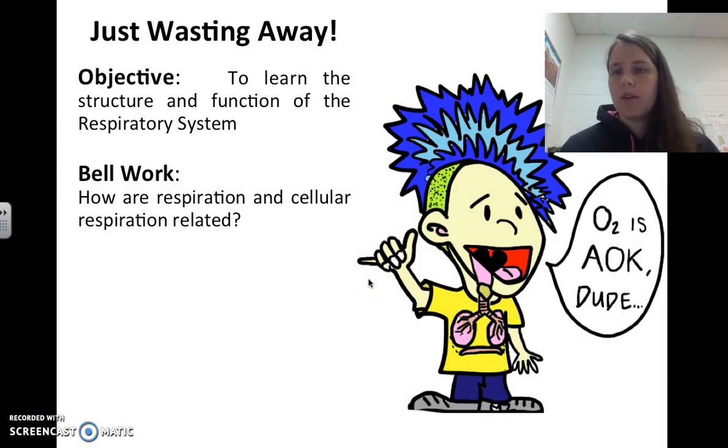Okay, so we are going to talk about the respiratory system. First, we are going to look at the structure and the function of the respiratory system. Remember that the respiratory system uses the cardiovascular system to transport its goods places. So if you remember these two words, we talked about cellular respiration when we talked about photosynthesis. So we are going to recall that.